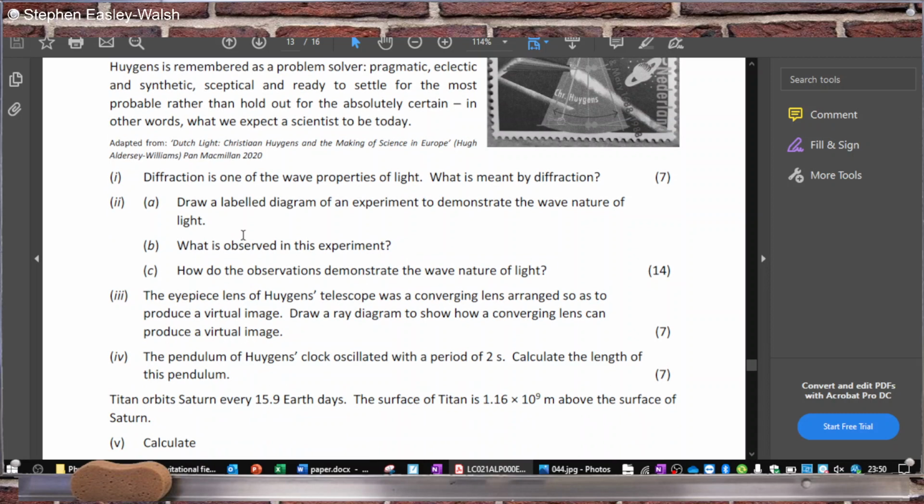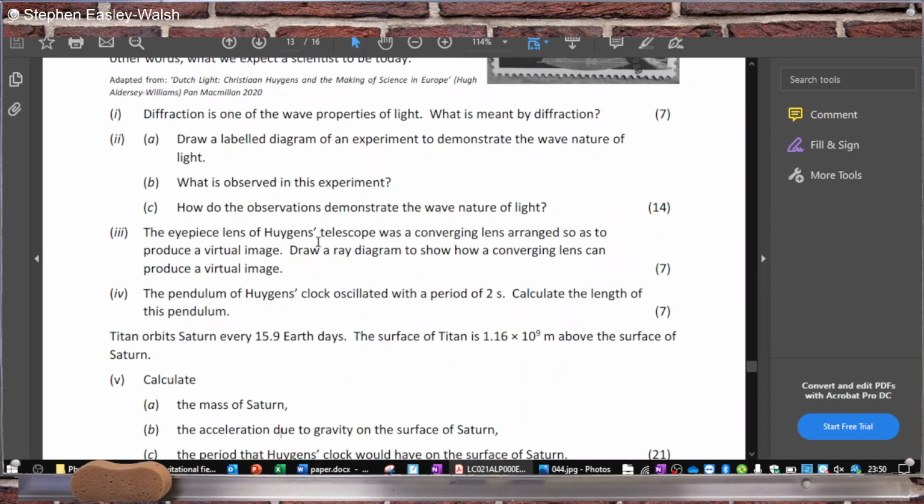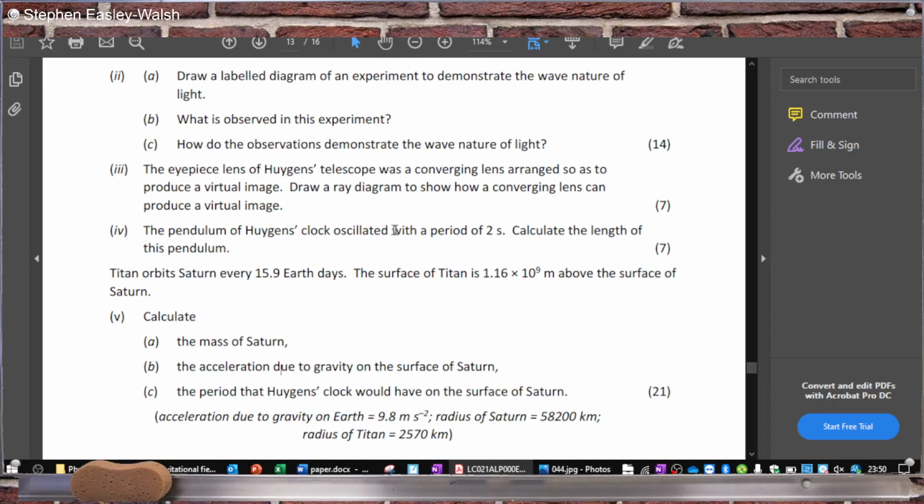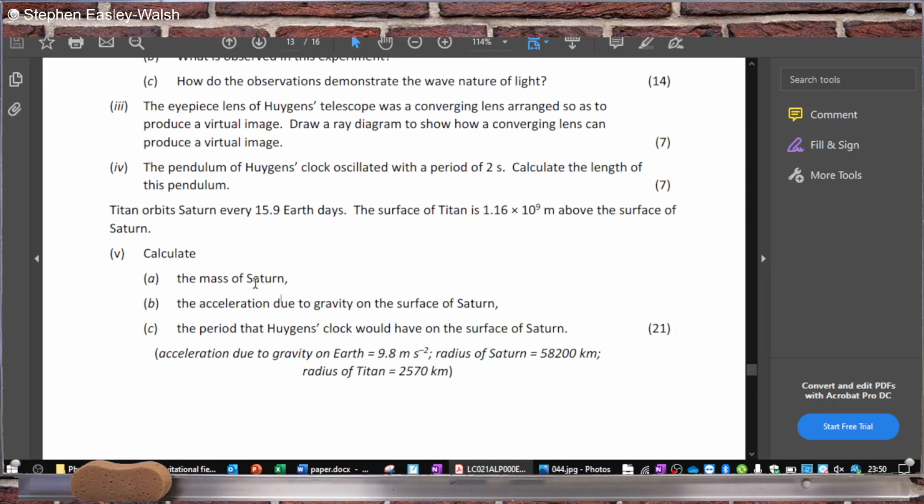Yeah, so that was the ordinary level question in 2012. Diagram I took from the book. Length of the pendulum I calculated using the formula. The mass of Saturn I calculated and checked on Google. That's right. The acceleration due to gravity I calculated, checked on Google, couldn't confirm it for certain.